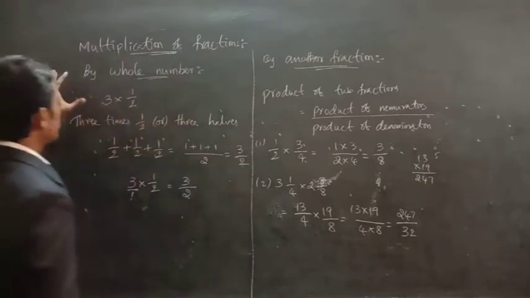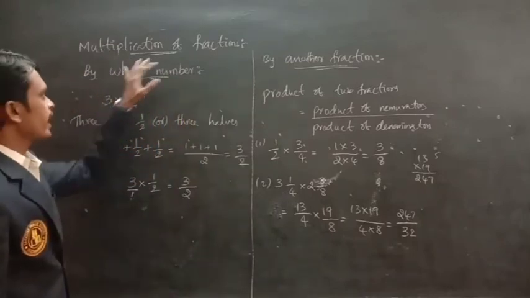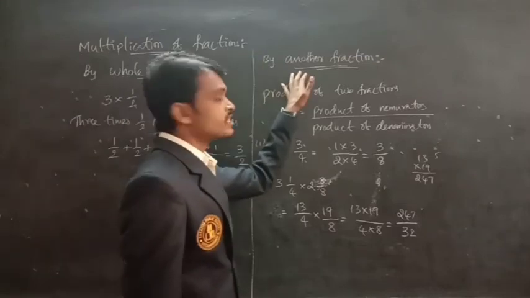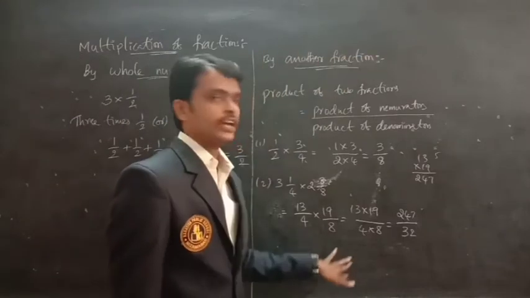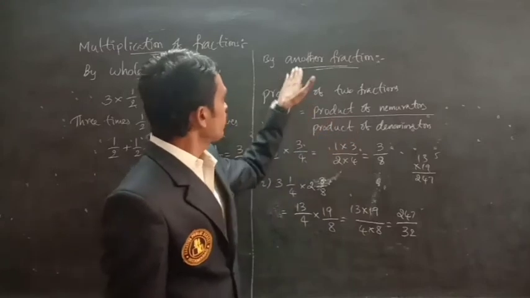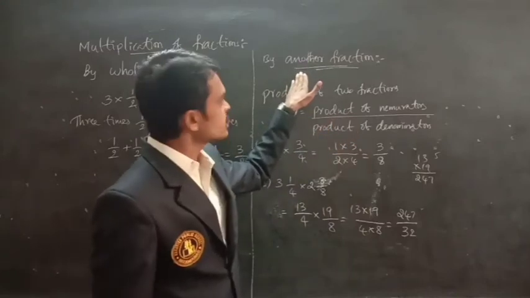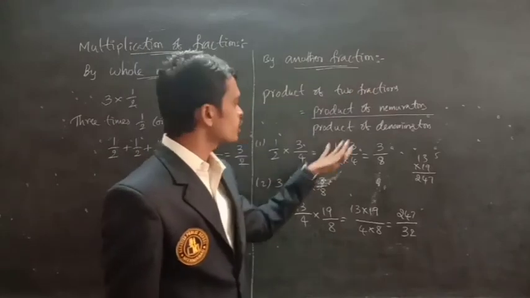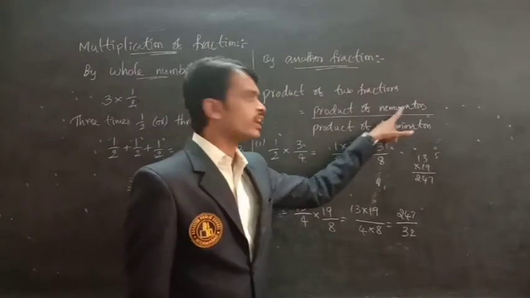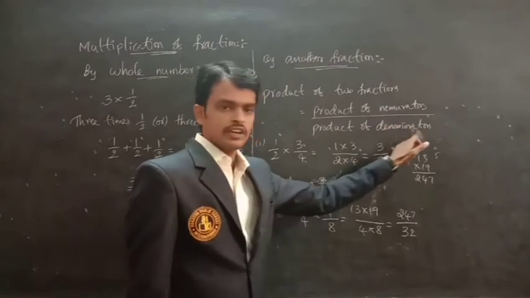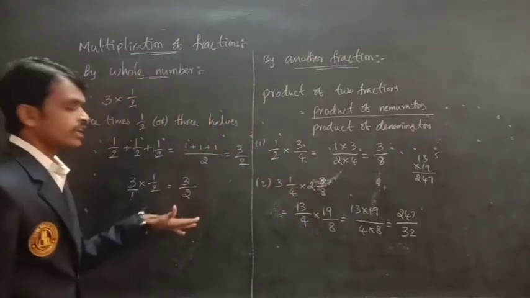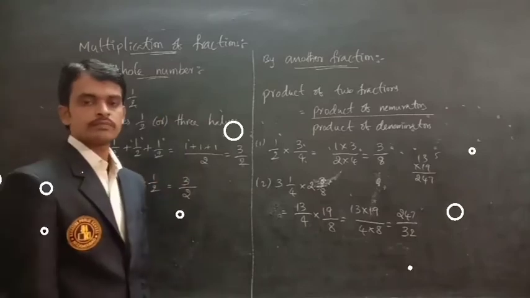So like this, in this way we will multiply the fractions by whole numbers and we will multiply a fraction with another fraction. When you are multiplying a fraction with another fraction, this is the formula: product of two fractions is equal to product of numerators by product of denominators. So in this method we will multiply the fractions.